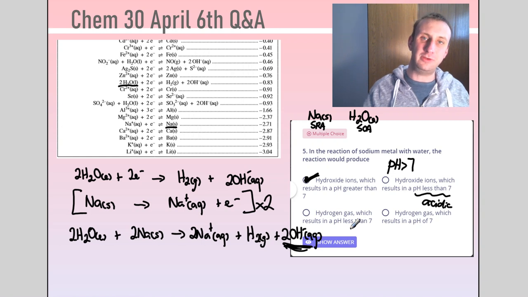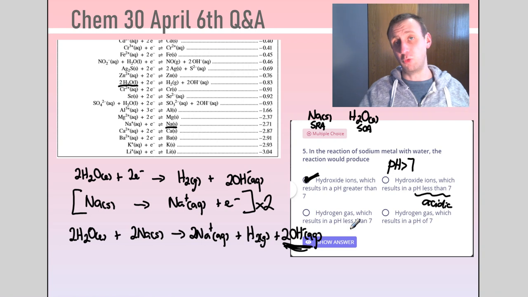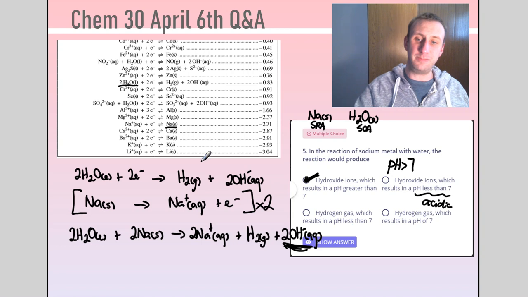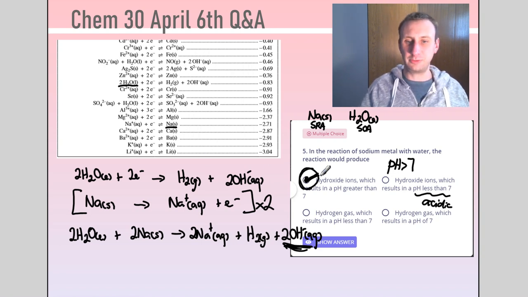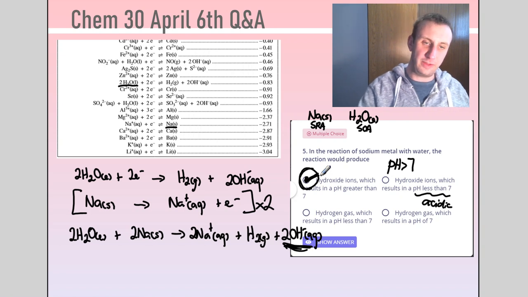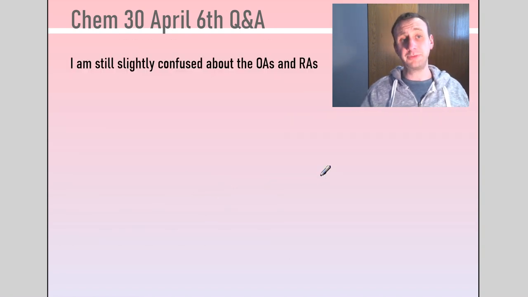Okay, pH all has to do with hydrogen and hydroxide ions, which you're going to learn more about in a different chapter. So this will be easier once you learn chapter 16, which is all about acid and base chemistry and equilibriums. But it's still doable based on your Chem 20 knowledge, which is why it's on this quiz. So again, the best answer by far is this answer right here of hydroxide ions, which results in a pH greater than 7. I'm still slightly confused about the OAs and the RAs.